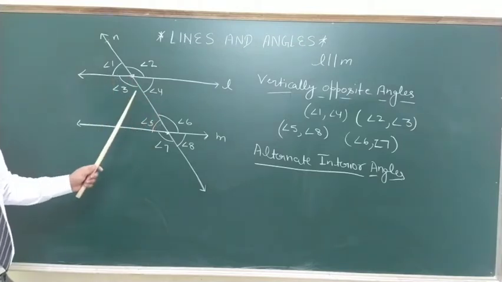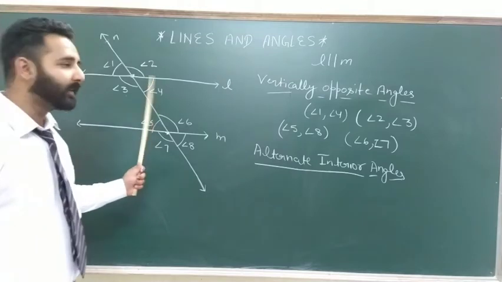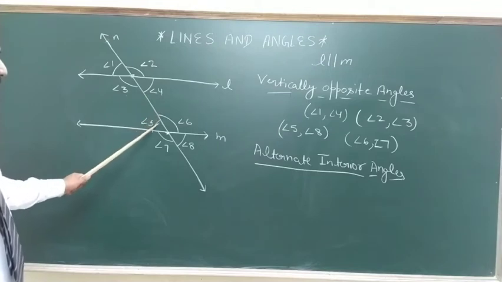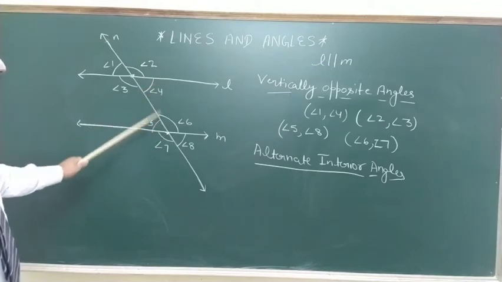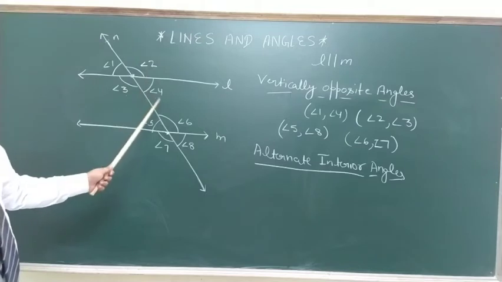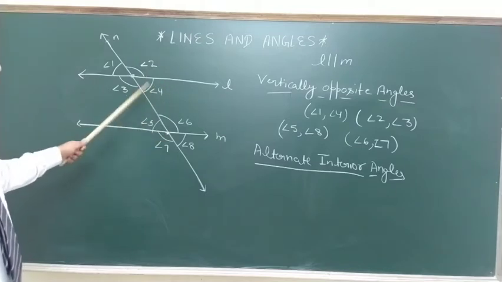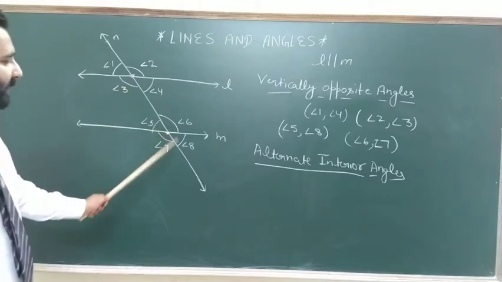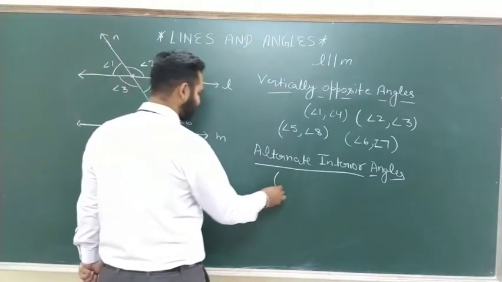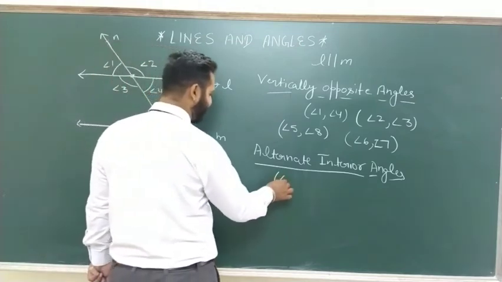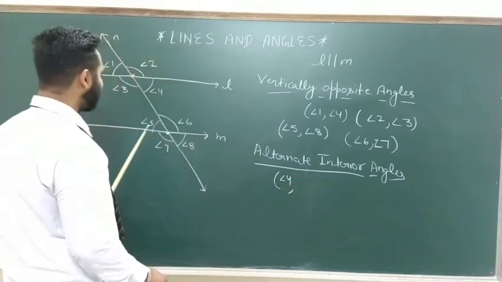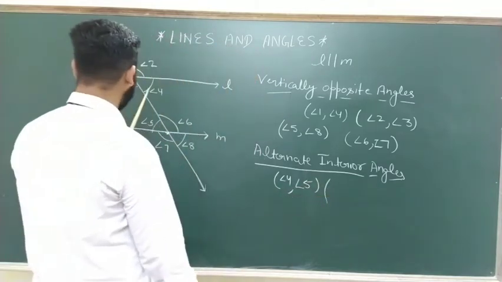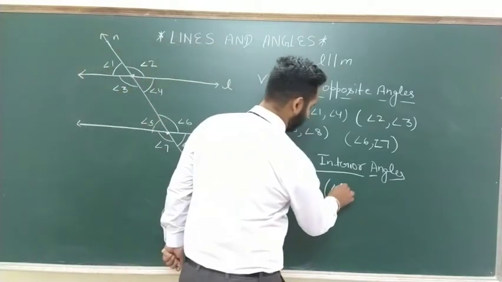So see, the first pair of alternate interior angles is angle 4 and angle 5, because they are on different sides of the transversal and inside the parallel lines. So the first pair is angle 4 and angle 5, and the next pair is angle 3 and angle 6.